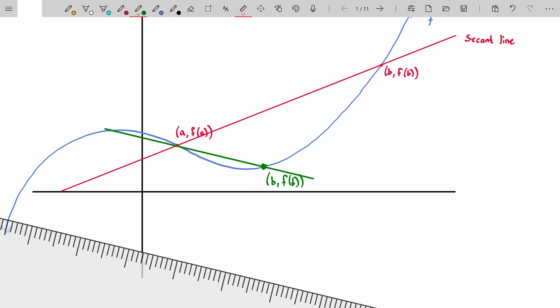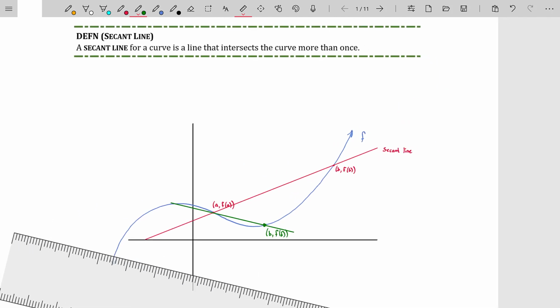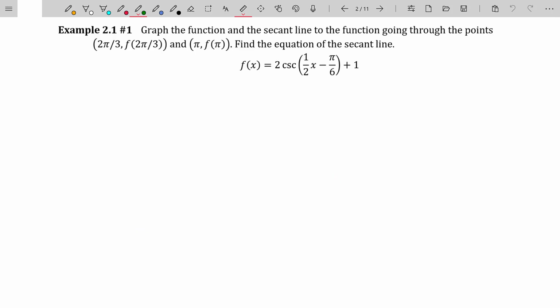But those 2 points, a comma f of a and b comma f of b, are getting closer to one another. And that's exactly what you want to work with when you work with secant lines. You want to force those 2 points to get close to one another. Now I'm sort of getting ahead of myself, so let's go ahead and step forward to the next page and look at an example. Graph the function and the secant line to the function going through the points 2 pi over 3 comma f of 2 pi over 3 and pi comma f of pi, and then find the equation of the secant line.